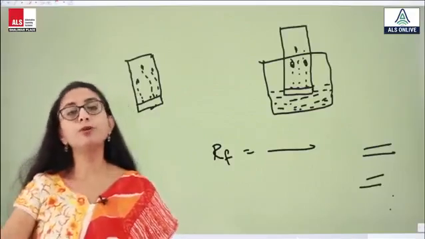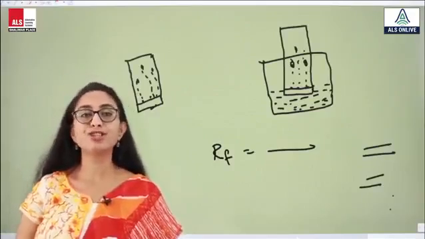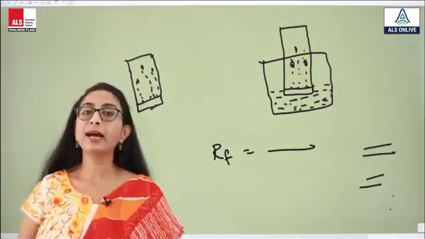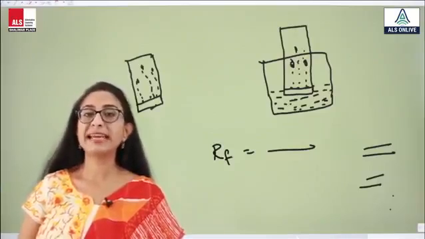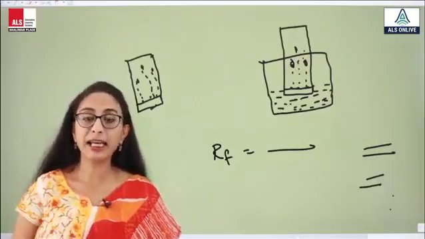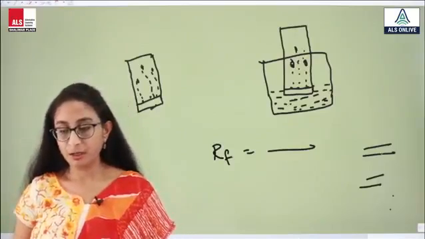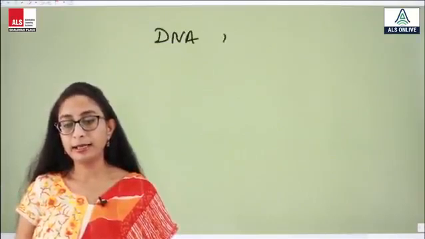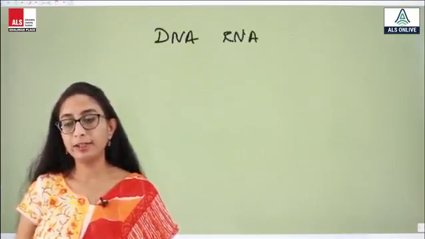So for what do we use agarose gel electrophoresis? Agarose gel electrophoresis is used to separate DNA, RNA and protein molecules based on their size and charge. Both DNA and RNA are negatively charged. Okay, so what is the charge of DNA? Both DNA and RNA are negatively charged.